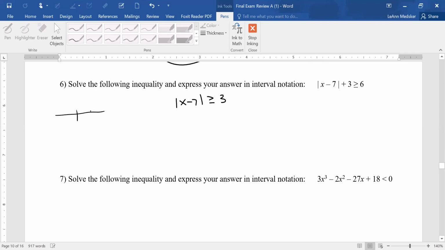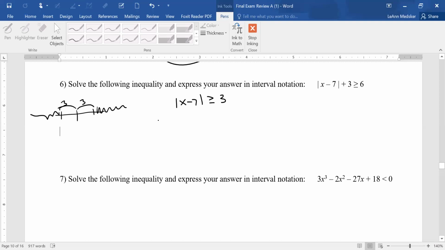Whatever this is, you want to be a distance of 3 or more away. So let's say we're at 3 and minus 3. We want to be here. We want to be beyond this and beyond this. That means our distance away from our center is greater than or equal to 3. So if you think about it visually like this, you can help yourself when setting up the problem.